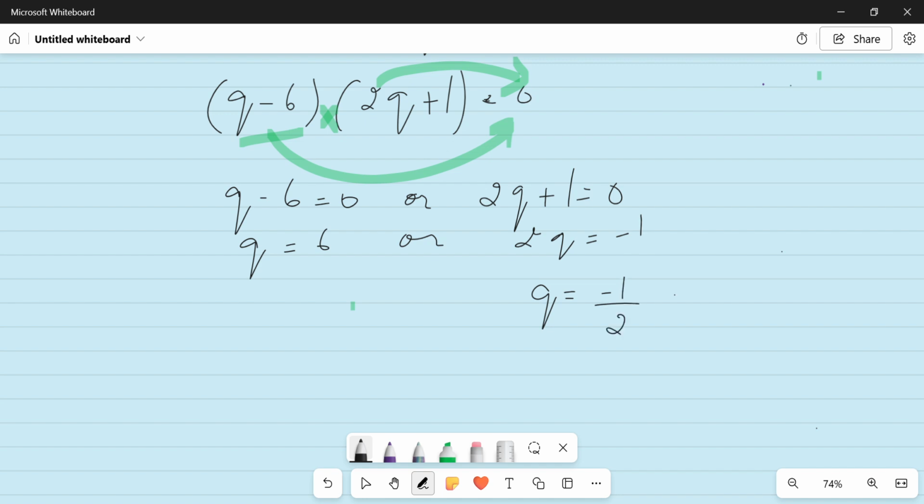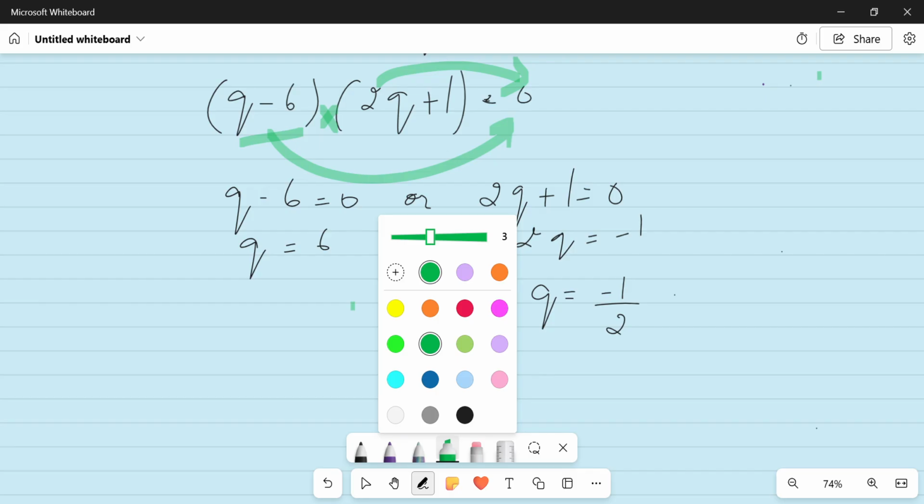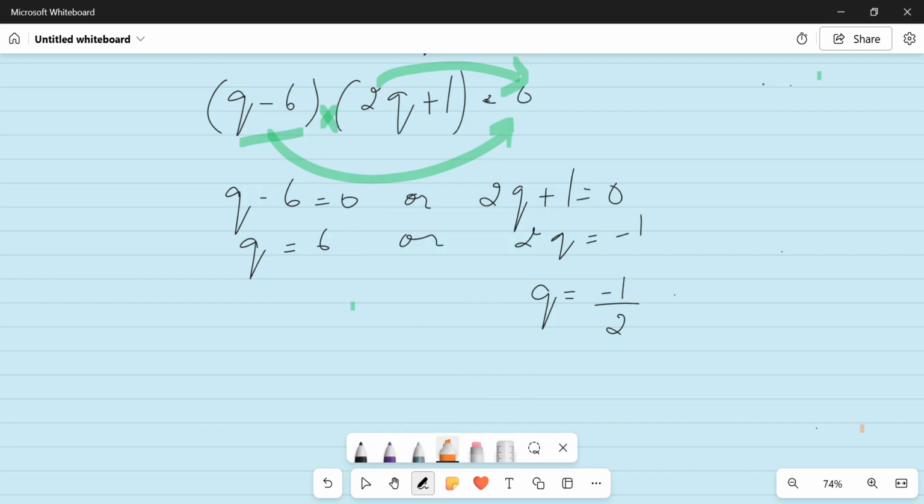Students, we have found two values, right? One, q equals 6, and another value, q equals negative half. Hope you students understood this quadratic equation question.